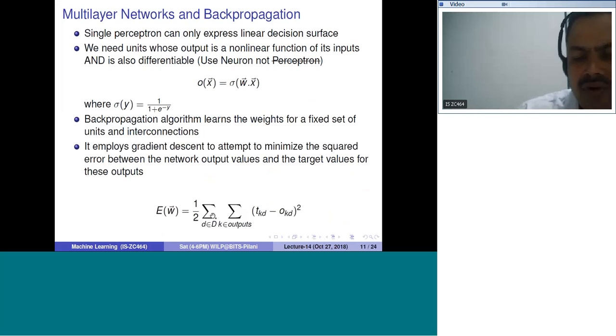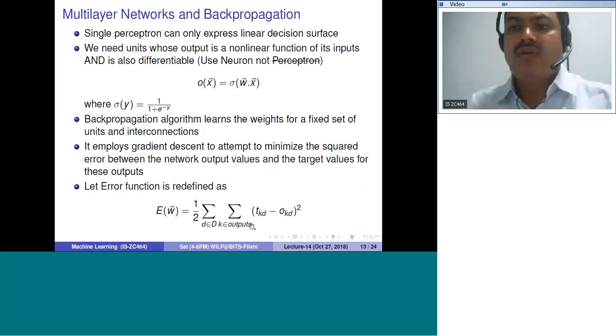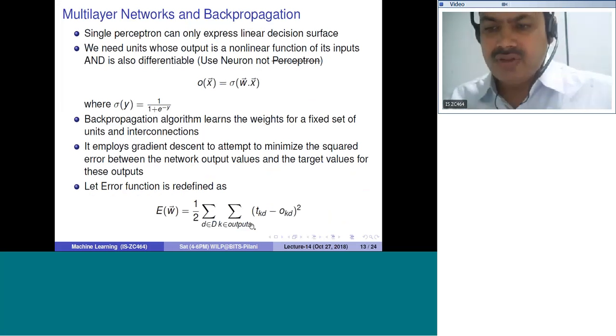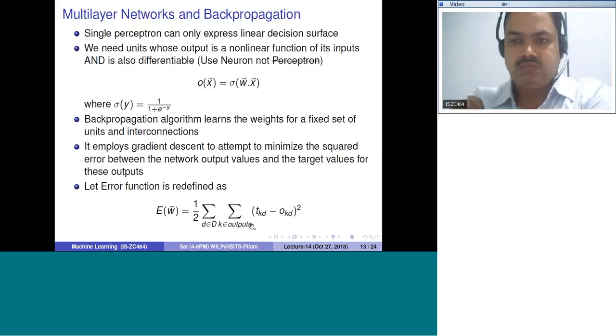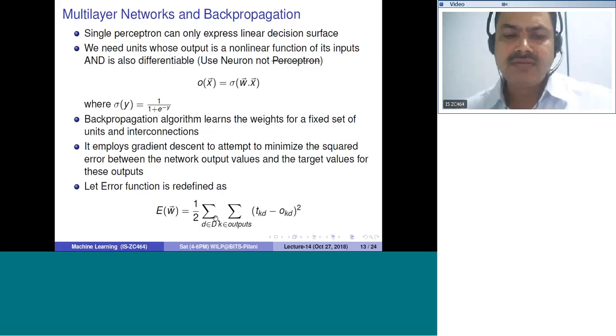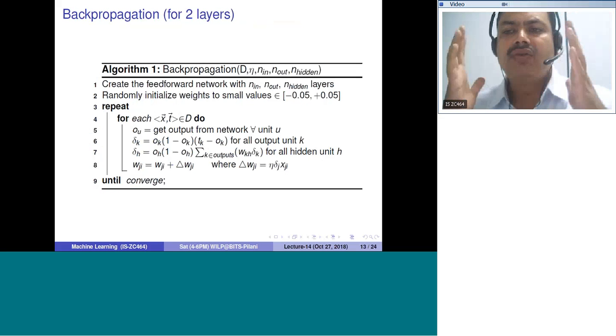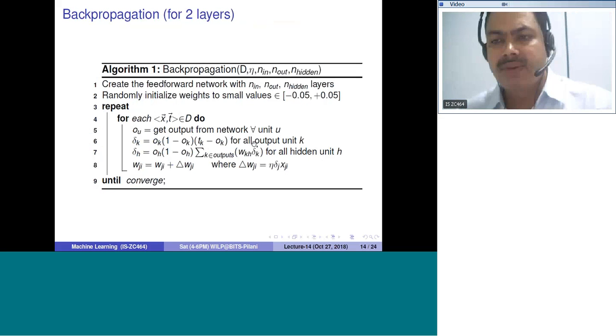K belongs to outputs. It means if there are more than one output neuron, then for every one, because it is possible, right? Multiple neurons could be possible at the output. So for all the outputs, I am going to find out this summation. This is the only change we have done, and this equation is about how to train when you create multiple networks.